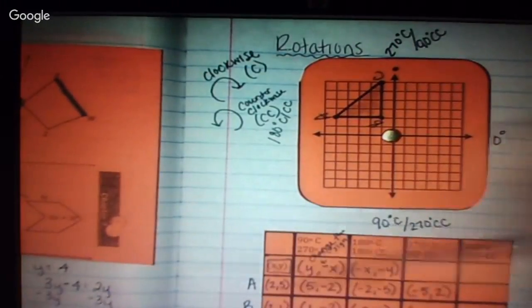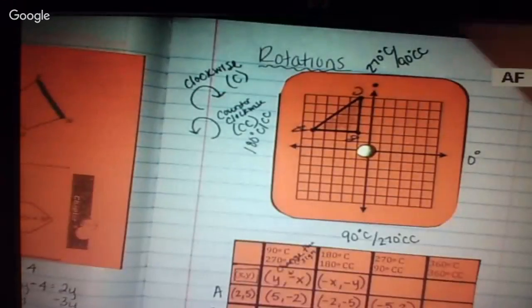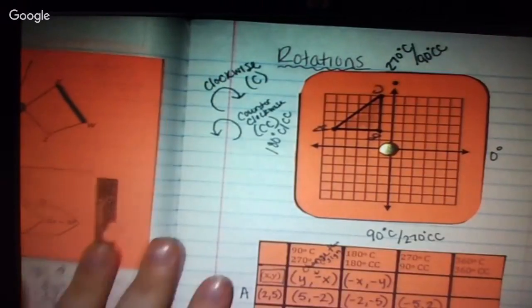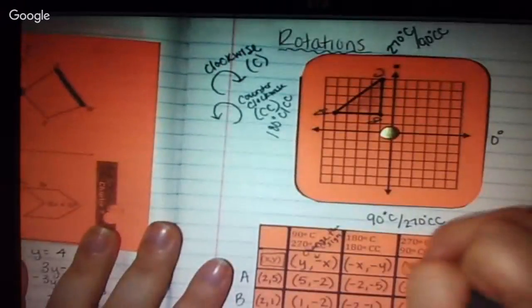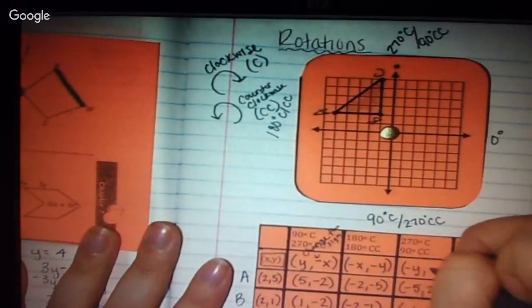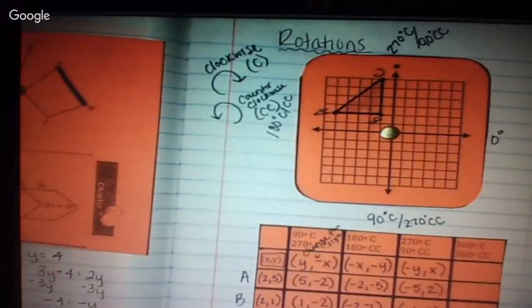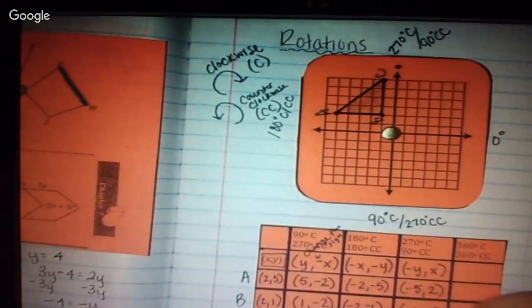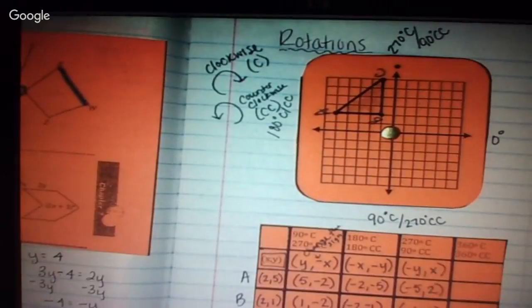Okay, so again, go back to those original points. What has happened with this one? Negative x. Negative y, x. Good. Okay, so again, 270. We flip-flop your numbers. And then you change the sign of your first number. So this is now change the sign of y, comma x, which means 6, comma 1 should be negative 1, comma 6.